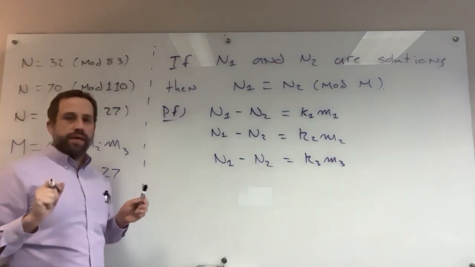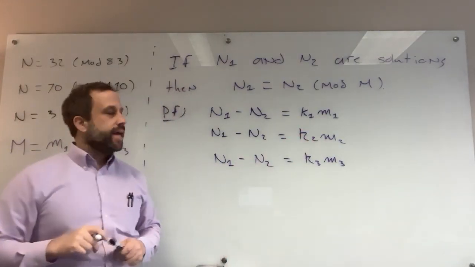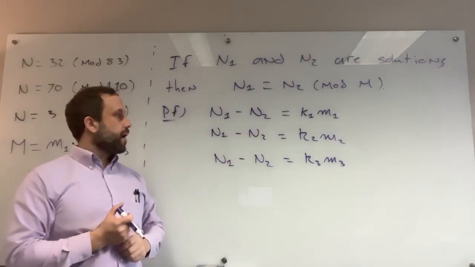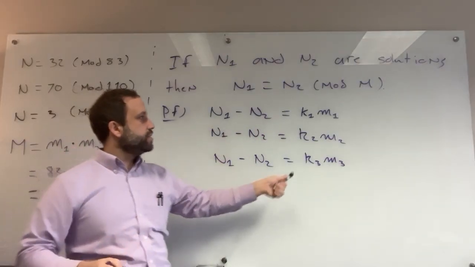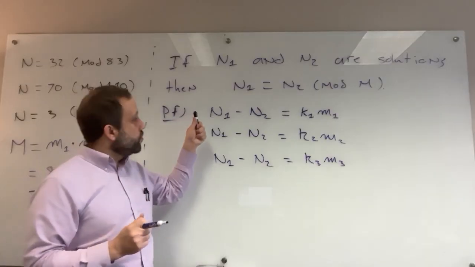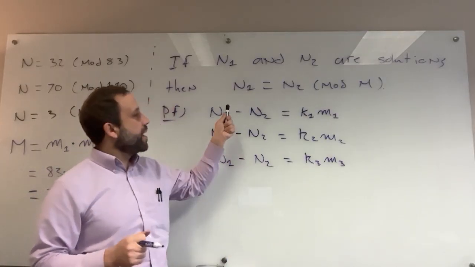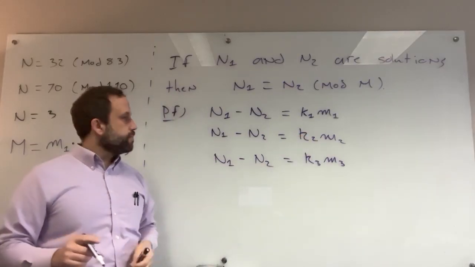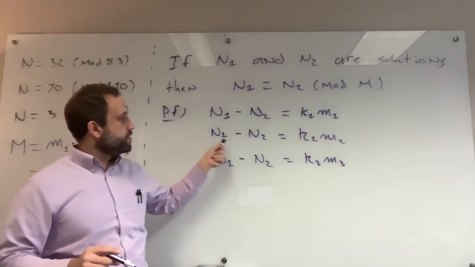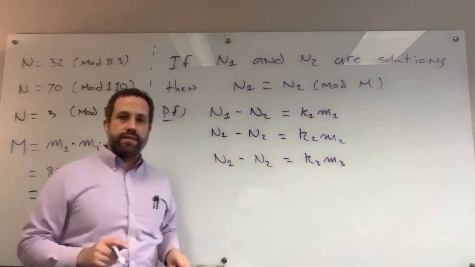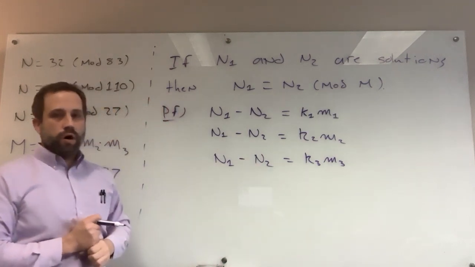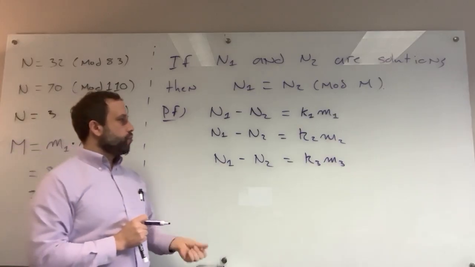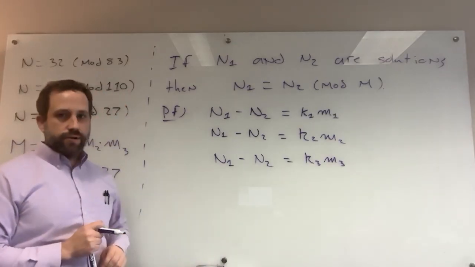What this means is that M1 divides N1 minus N2. It's a divisor of N1 minus N2. In other words, if you divide N1 minus N2 by little m1, you get K1, an integer. Similarly, M2 divides N1 minus N2, and M3 divides N1 minus N2. So M1, M2, and M3 all divide N1 minus N2.